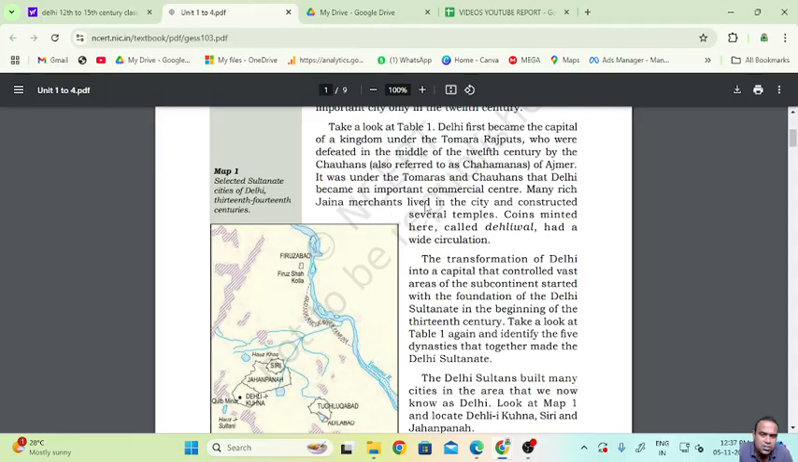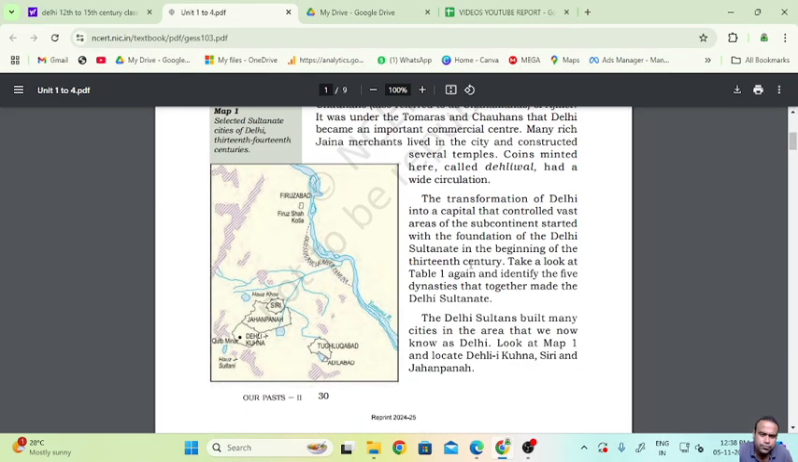Many Jaina merchants lived in the city and constructed several temples. Coins minted here were called Dehliwal. Okay, this is very important. Coins minted in Delhi were known as Dehliwal and had a wide circulation. The transformation of Delhi into a capital that controlled vast areas of the subcontinent started with the foundation of the Delhi Sultanate in the beginning of the 13th century.